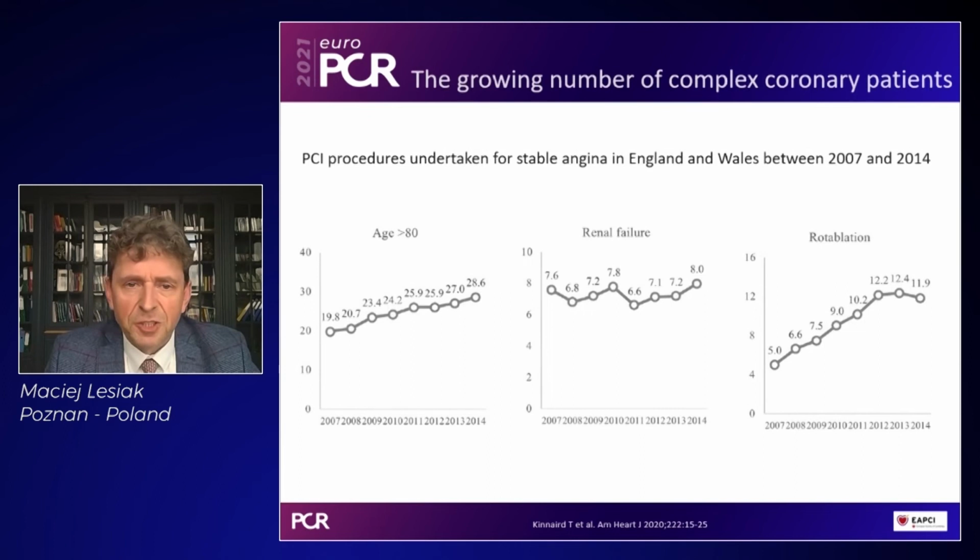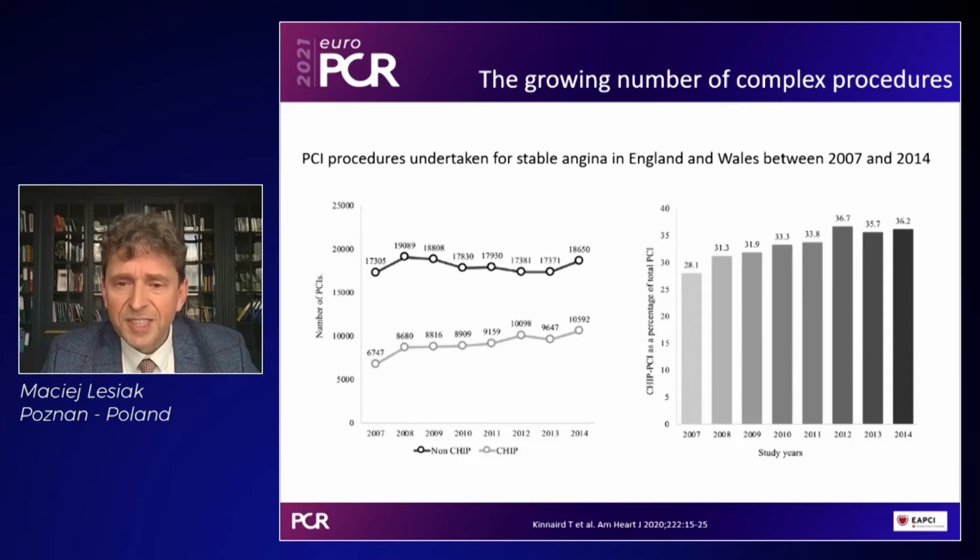And actually, this data from England and Wales show how the number of elderly patients and patients with renal failure increased over the years, from 2007 to 2014, which translates into the need of using more aggressive PCI techniques, for example, rotational atherectomy. You can appreciate here that in 2007, the percentage of complex PCI was only 28%, whereas in 2014, the percentage of complex PCI was above 36%. So I think that currently it may be even close to 50% of all the cases we do in our cath labs.